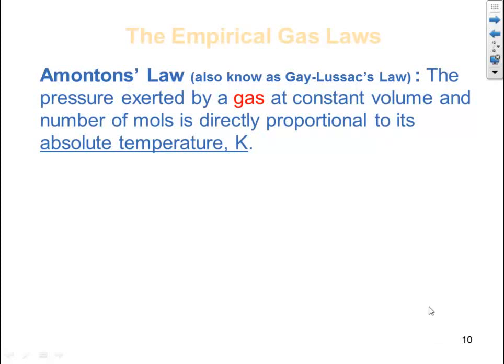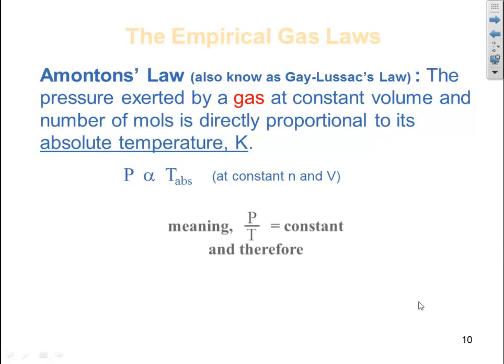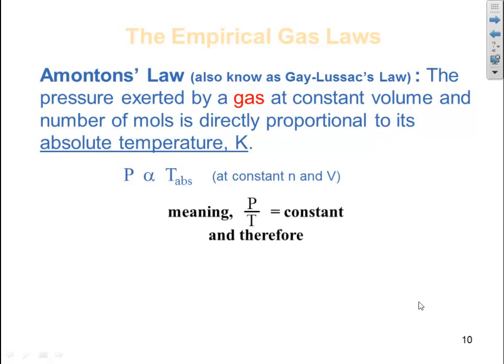Amontons's law, also known as Gay-Lussac's law, is as follows. The pressure exerted by a gas at constant volume and number of moles is directly proportional to its absolute temperature on the Kelvin scale. So we're basically saying pressure is proportional to temperature at constant n and V for volume, meaning basically that P over T is equal to some constant.